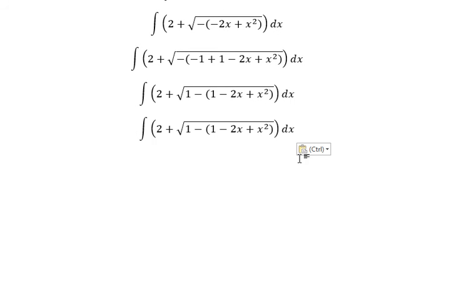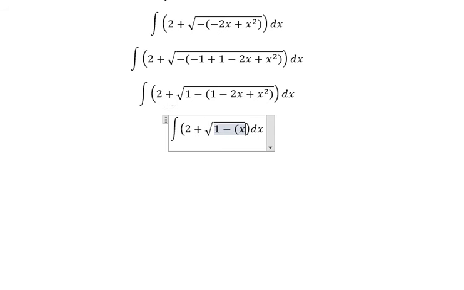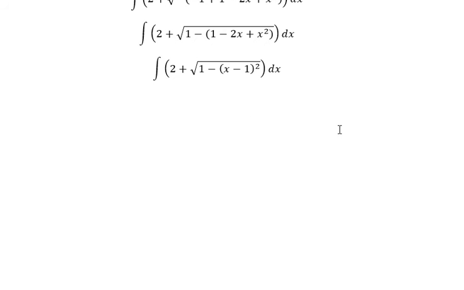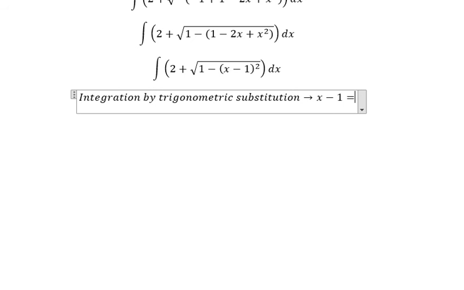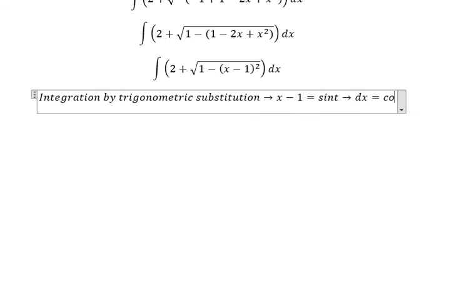Next, 1 minus 2x plus x squared, you will go about x minus 1 to the power of 2. Next, we need to use about integration by trigonometric substitution. So we will about x minus 1 equal to sin t, dx equal to cosine t dt.